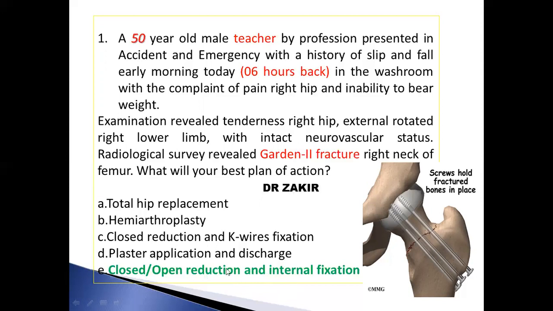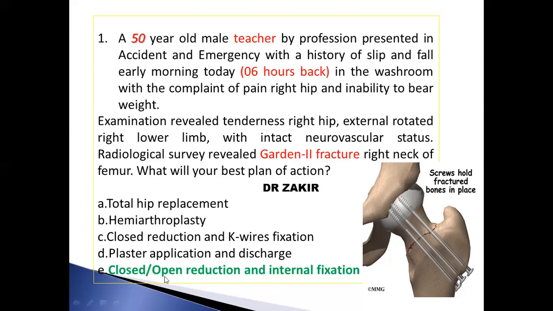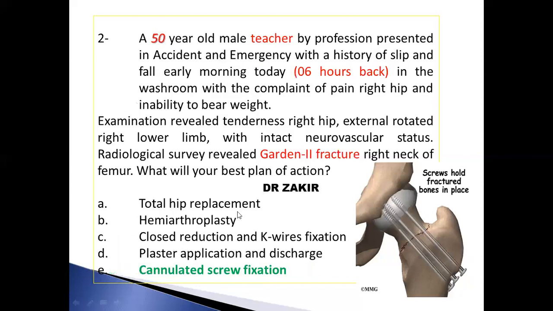So this can be with different types. I made another scenario. In this scenario, everything is the same, but we change option E to cannulated screw fixation. So if they give you the option of open reduction or closed reduction internal fixation, go for this option. If they give you the option of cannulated screw fixation, then you click for cannulated screw fixation. However, the age, profession, and type of fracture are the same.